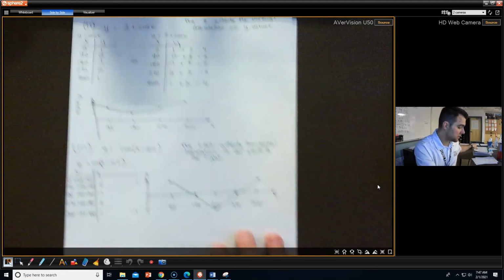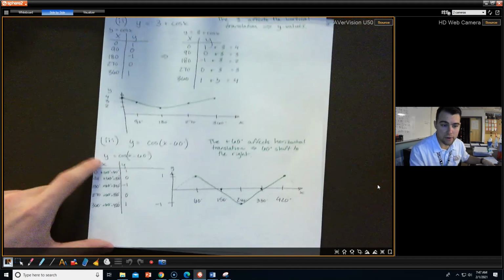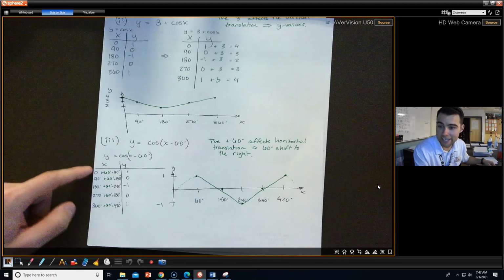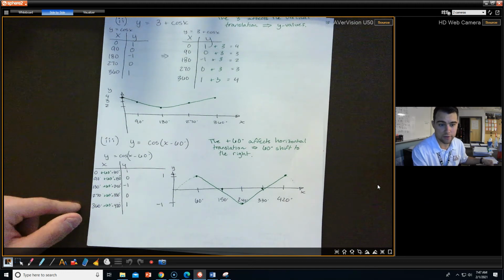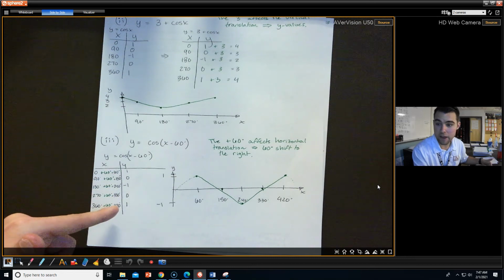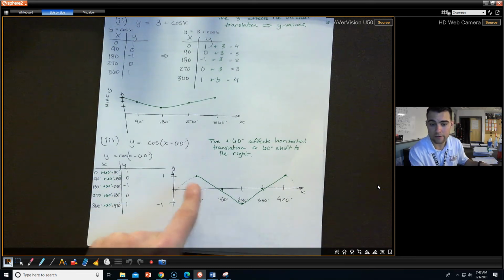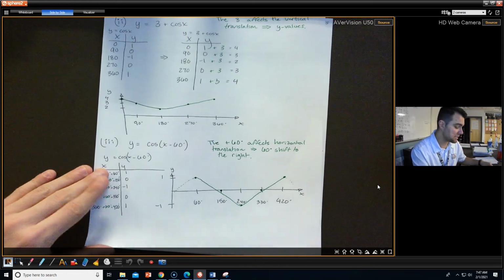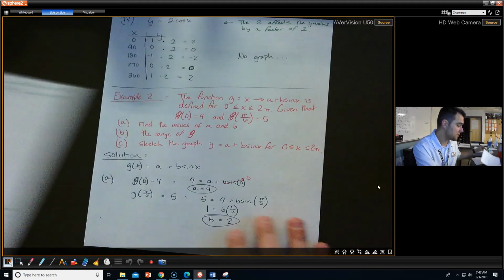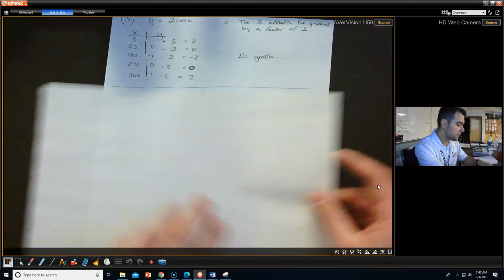So we end up with our x values that we know about, and I just add 60 degrees to each of those to compensate for the shift. And so now I have my new x values, and there we go. And I just fill in my y values, just like an xy chart. So it's not too bad. It's not too bad.